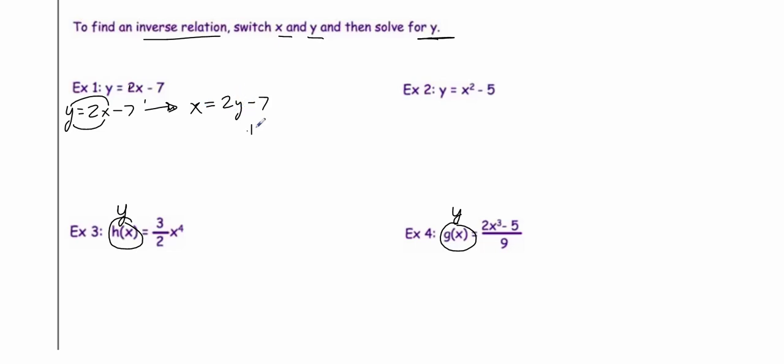Now I'm going to solve for the y. Well, how do I do that? I've got to add 7 to both sides, okay? So now I get x plus 7 equals 2y. Now I've got to get rid of the 2, divide. So I get y equals x plus 7 over 2.